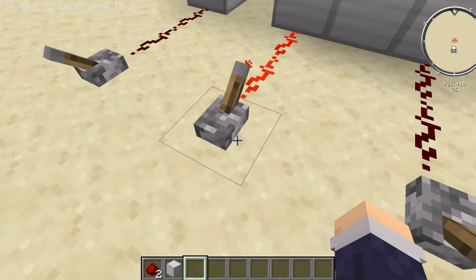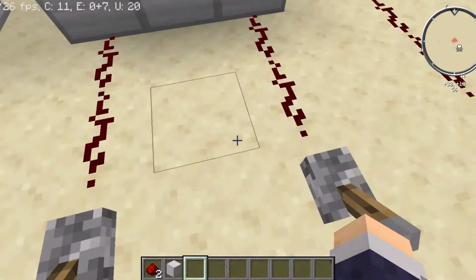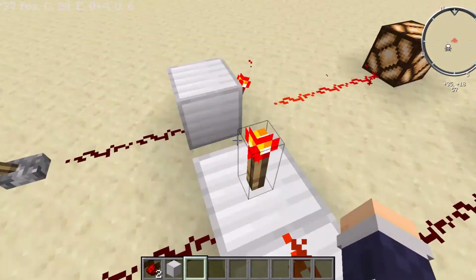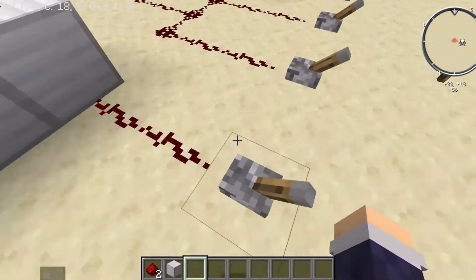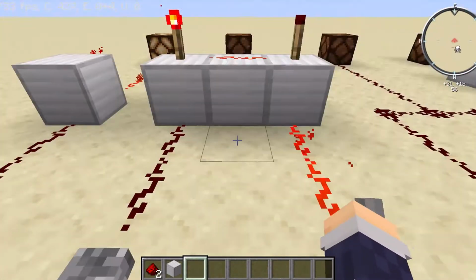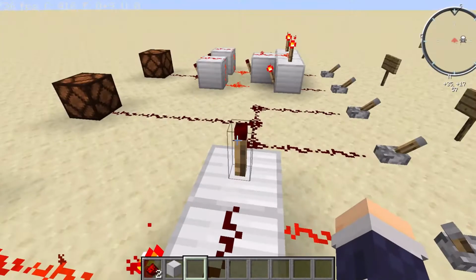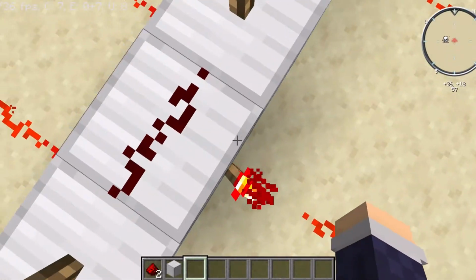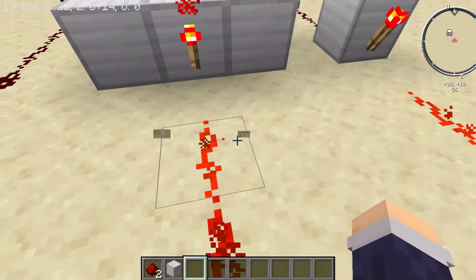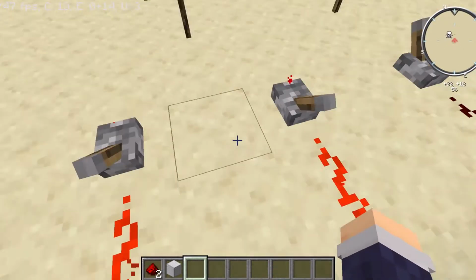Same the other way around. If neither are on, both redstone torches will power it. But if they are both on, there won't be any redstone torches to power it. Now invert that signal again, and you have your output. So that's how you make an AND gate.